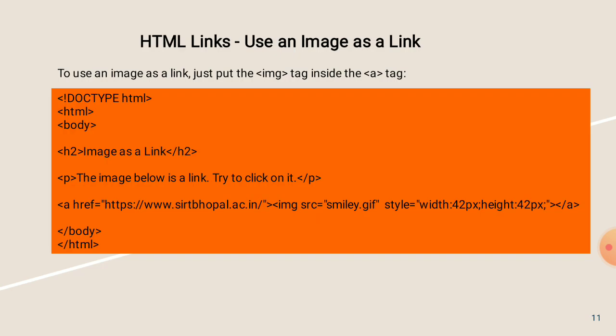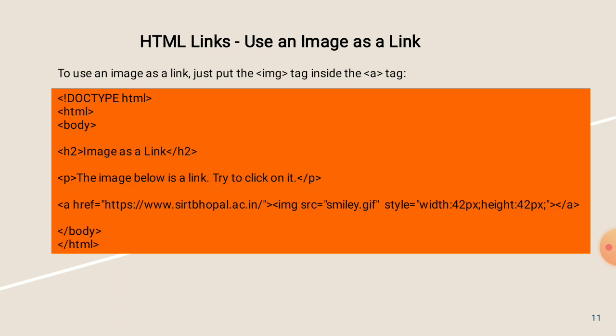Next is the HTTP link, using an image as a link. When we want to create a link with an image, we use the image tag. This is very simple, and we can easily connect any image with a link. To use an image as a link, just put the img tag inside an anchor tag.